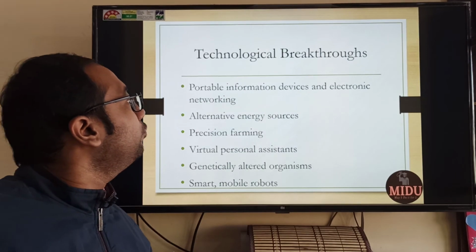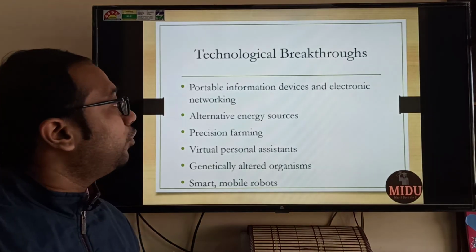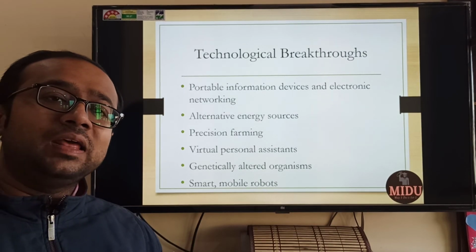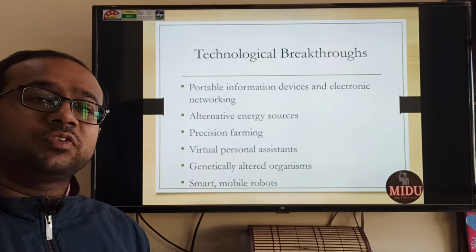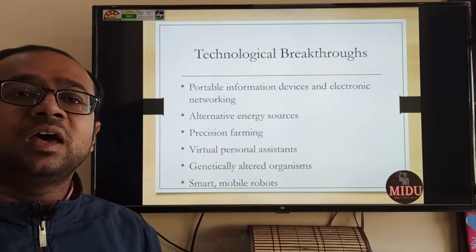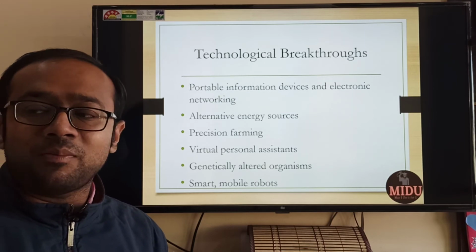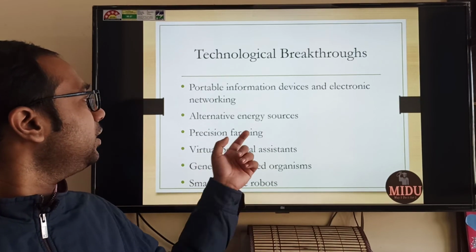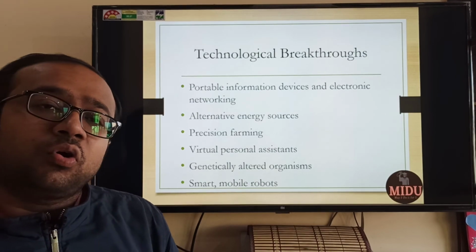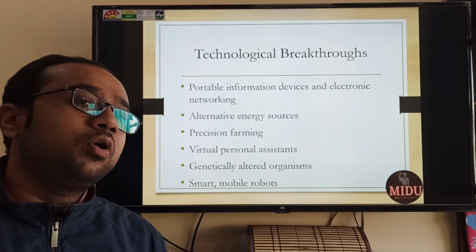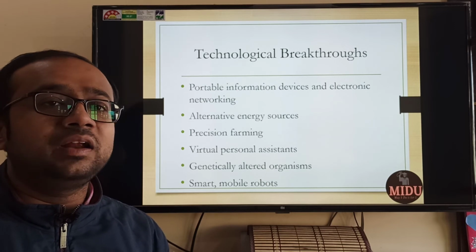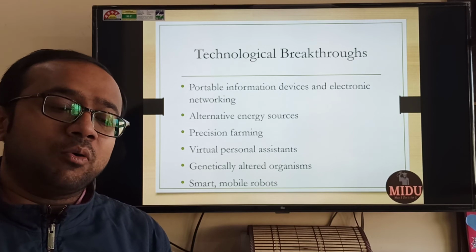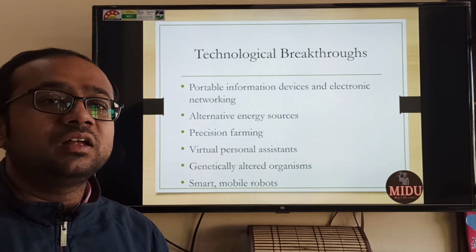Technological breakthroughs: various technological breakthroughs have happened. For example, portable information devices and electronic networking. Now you don't need to work on the desktop only, going to the office to do it. You have laptops, tablets, smartphones. Nowadays if there are 4 members in a family, everyone will have their own handheld device, mobiles. Alternative energy sources: people are looking for more and more renewable or non-conventional sources like solar energy, wind energy, biogas. Even for automobiles, you would have heard that what is being preferred nowadays is electric vehicles.